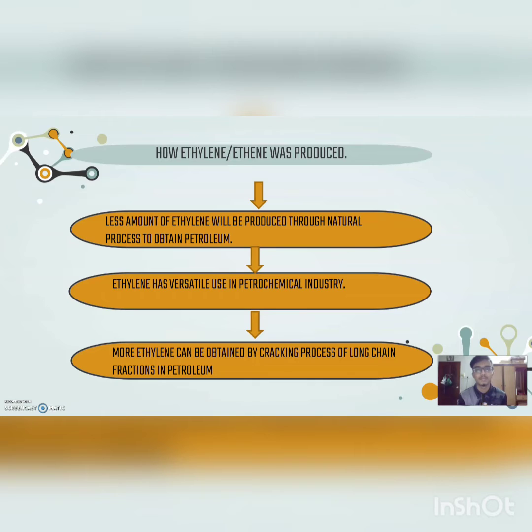So how was ethylene, or ethene, produced? A small amount of ethylene is produced through natural processes to obtain petroleum. This tells us that when we get petroleum, the portion of ethylene is very small. Ethylene has versatile use in the petrochemical industry. So what they do is obtain more ethylene by cracking long chain hydrocarbons in fractions in petroleum. So this is what we are going to present now.